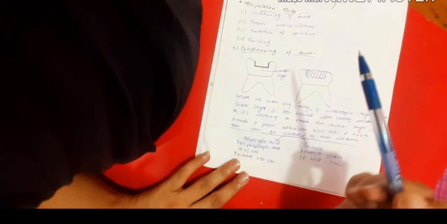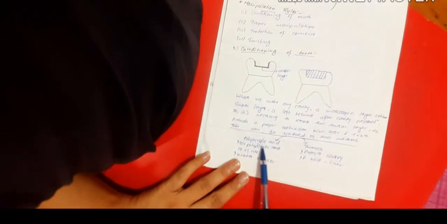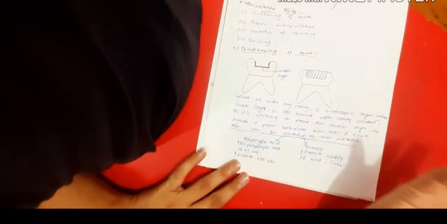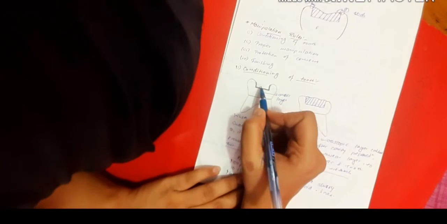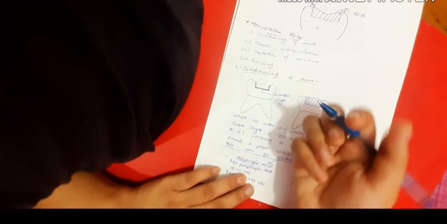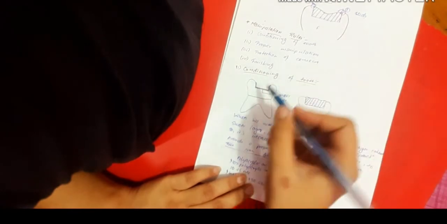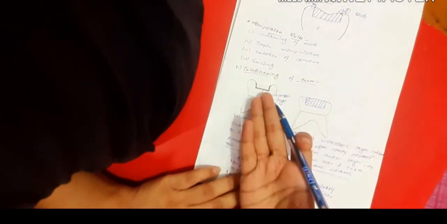This can be achieved by two methods, polyacrylic acid or pumice. So when we are making any cavity, this is important. After cavity preparation, this smear layer is formed. It's very important to remove this material, because when we fill GIC here, it does not get attached to the tooth due to the presence of the smear layer. So this has to be removed.